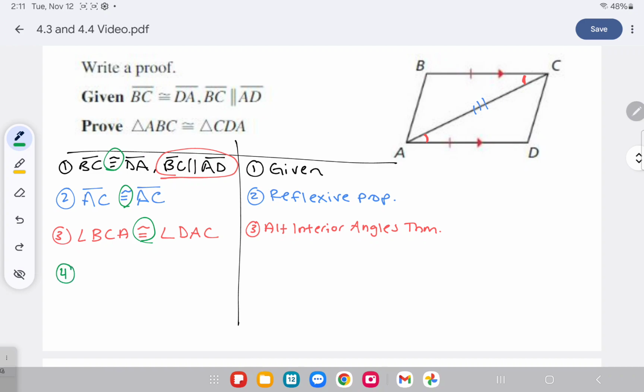So far we've only learned 2 shortcuts. This is shortcut side, angle, side. So we know that triangle ABC is congruent to triangle CDA by side, angle, side.